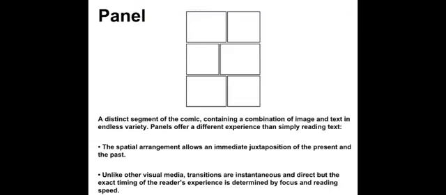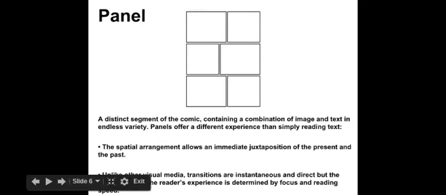So, first off, the spatial arrangement, how they're arranged, can allow the author to show the juxtaposition between the present and the past. You could have all the present on one side and all the past on another. It's a lot harder to do with just words. Unlike other visual media, like videos or movies, transitions are instantaneous and direct, but the exact timing of the reader's experience is determined by how fast you're reading it, not the movie. One thing to note here is you go from left to right and top to bottom while reading. So if I were to read this, I would read here to there to there to there to there to there.